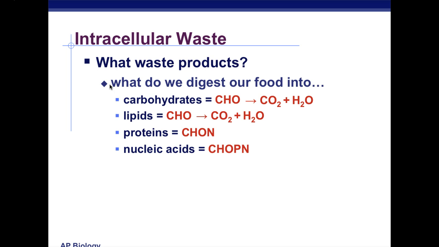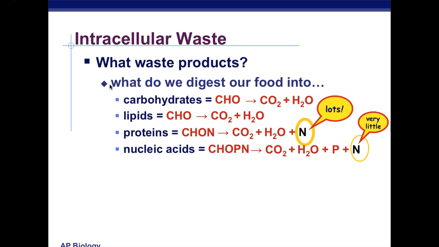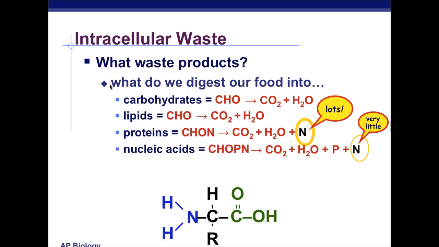But when you digest proteins and nucleic acids, in addition to getting the carbon dioxide and water, you produce nitrogenous waste, which unfortunately is pretty toxic to the body. This is why you produce nitrogenous waste. Most of the nitrogenous waste comes from the breakdown of proteins, specifically the amino acids.